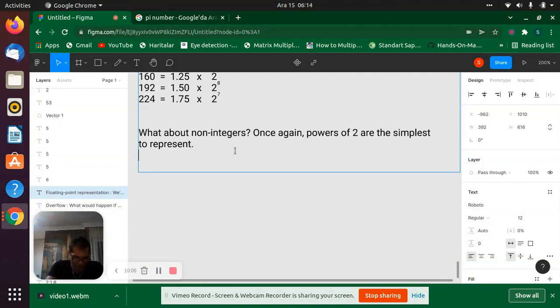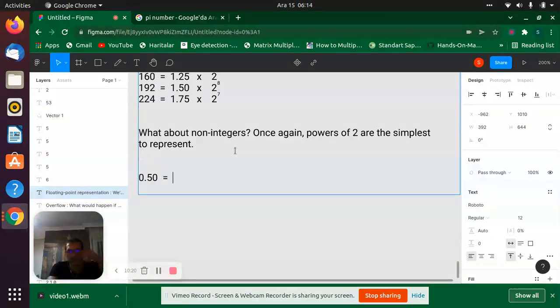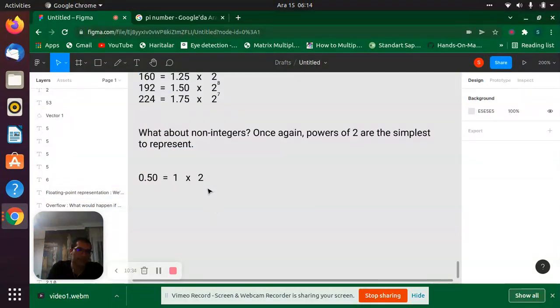Anyway, let's come down and say 0.50. Let's represent it. How can we do it? This is really not too difficult. You have to divide 1 by 2. How can we do that? So it will be like 1 time minus 1 power of 2. Yes.